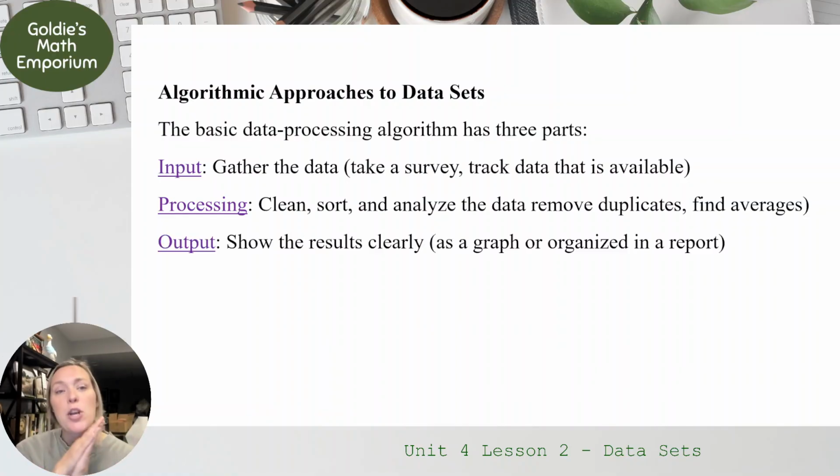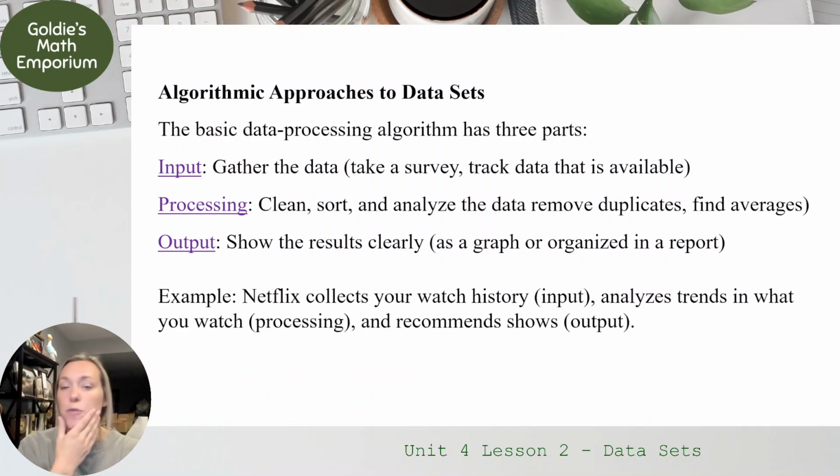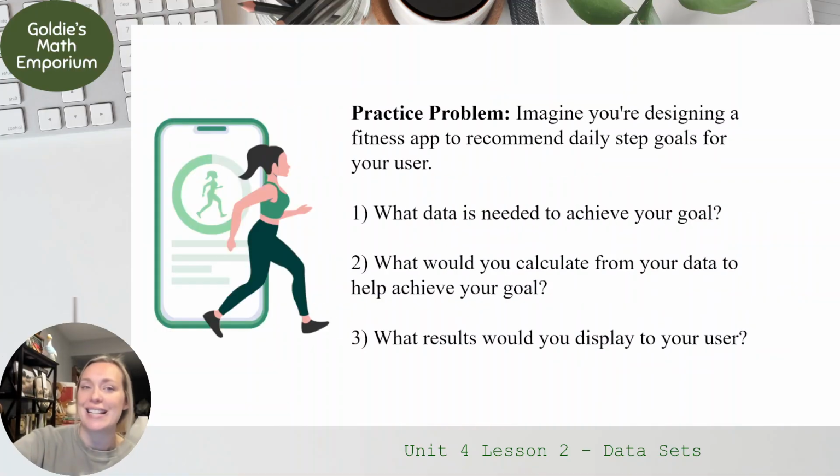And then output. Show the results clearly. So whether it's going to be as a graph or organized in some report is usually how we're going to see it in APCSA. Okay. So an example of this process would be Netflix collecting your watch history, which would be its input, analyzing trends in what you are watching, and then recommending shows as the output. Okay. So basic input, process, output is the algorithmic approach to looking at these data sets.